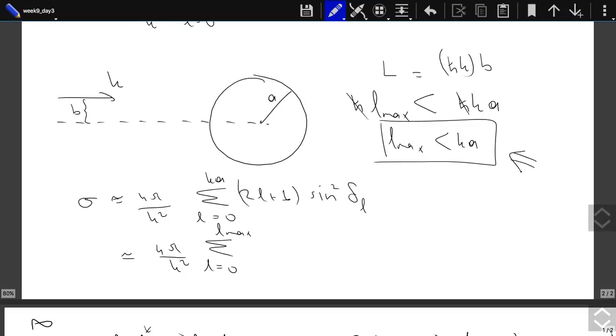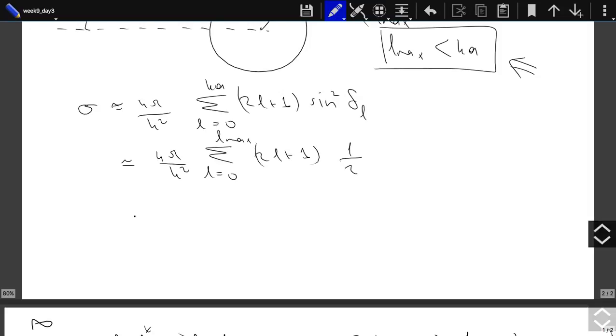But we can also remove that approximation. If we replace 2L plus 1 times 1 over 2, then this is 2 pi over k squared, the sum over L from 0 to some maximum value of 2L plus 1. So what's this value? Does anybody remember?